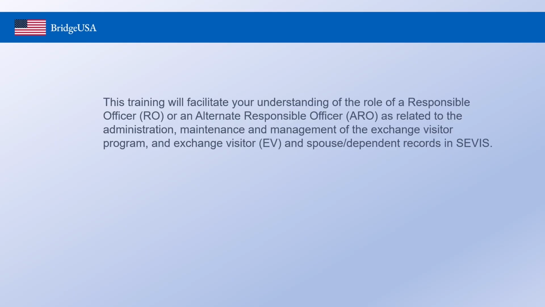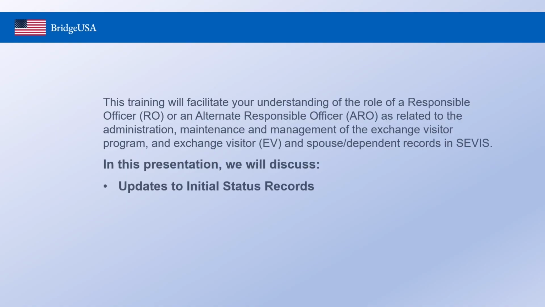This training will facilitate your understanding of the role of a responsible officer, RO, or an alternate responsible officer, ARO, as related to the administration, maintenance, and management of the Exchange Visitor Program and Exchange Visitor and Spouse Dependent Records in SEVIS. In this presentation, we will discuss how to update records in initial status and program validation.